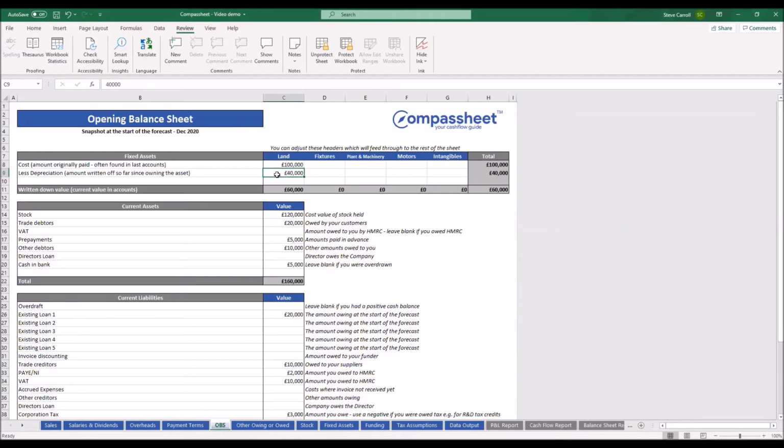Depreciation, that's the amount that's written off. Put that in as a positive number because that will take it off to get down to the value that's in your accounts now. So if we put 50,000 in there, for instance, it'd take that off the £100,000 cost. And so on. So you can put that in for any of those categories in there. Stock, that's the cost value of the stock that you put in.